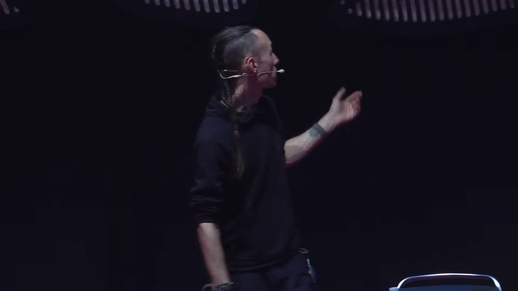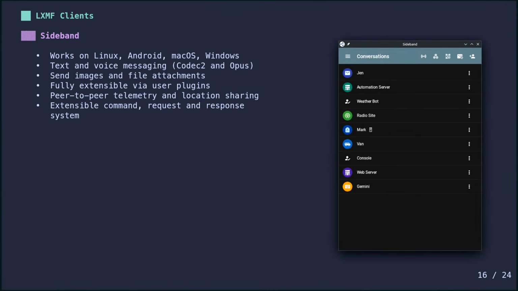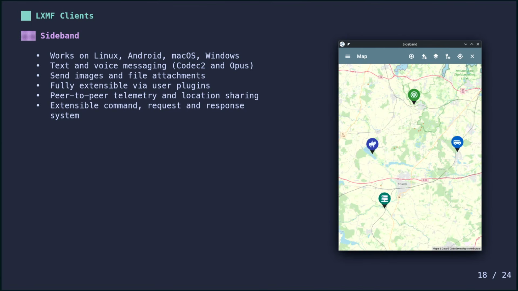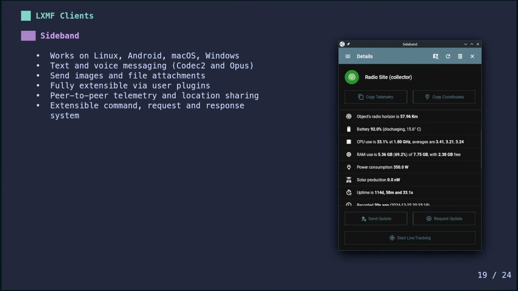So just a short rundown of some of the programs that people have implemented. This is Sideband. It's a messaging client, can do both text and voice messaging and file transfers, image attachments. You can write bots. This is a weather bot someone made for it that can download satellite images and stuff. It has a fully featured telemetry system, so you can use this to share location with your friends or monitor your server status or whatever you want. You can also implement remote control, and it's fully scriptable and plug-in extensible.